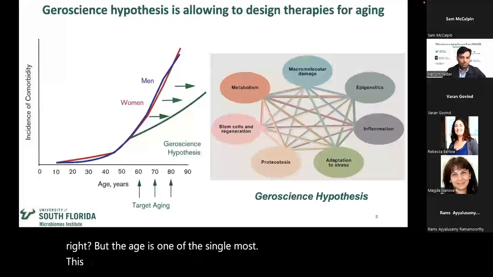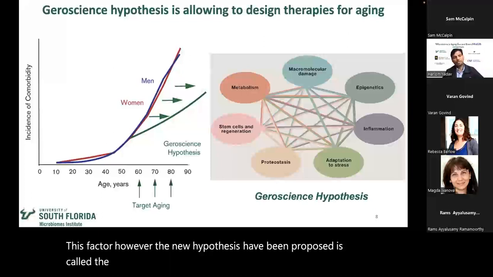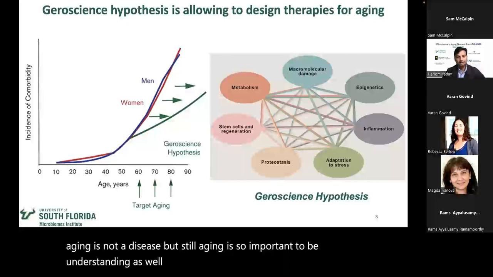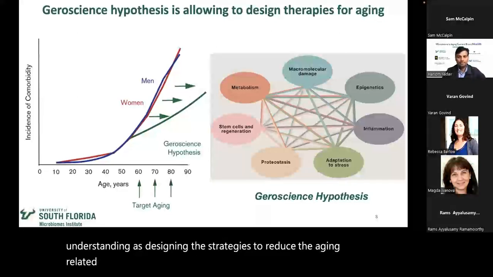However, a new hypothesis that has been posed is called the geroscience hypothesis. Because aging is not a disease, but it's still so important to understand aging, as well as to design strategies to reduce age-related conditions, including diabetes, obesity, Alzheimer's, and other conditions, right?